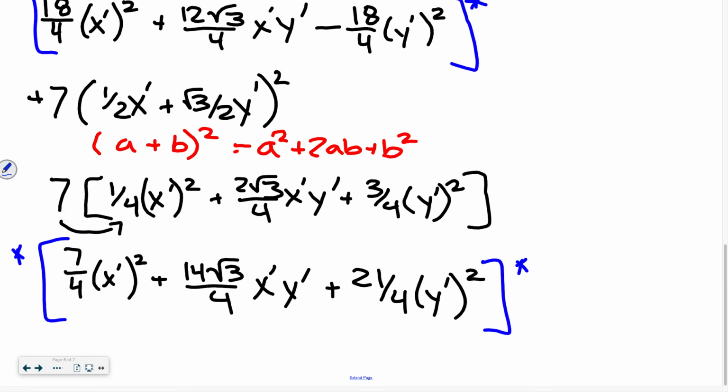I'm going to add up the 39/4 plus 18/4 plus 7/4. That's going to be my coefficient for my x prime squared. Same thing for y prime, and then this was all equal to, I think, negative 16. And then in the end, divide by negative 16. I'll post a finished version of that with my notes.